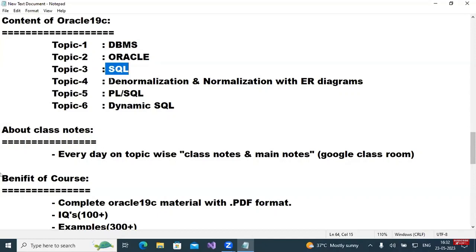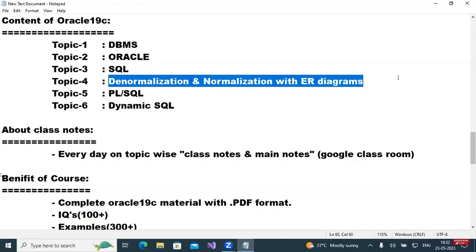And later, after that, we will go for denormalization and normalization. What is meant by denormalization and what is meant by normalization? What are the differences between denormalization and normalization? In real time, why do we prefer normalized tables? What is the reason behind that?